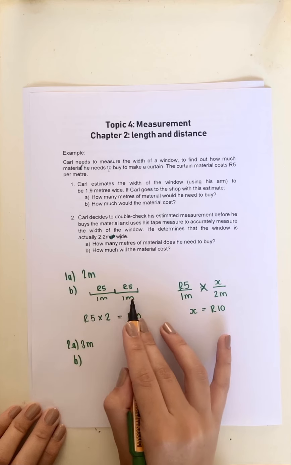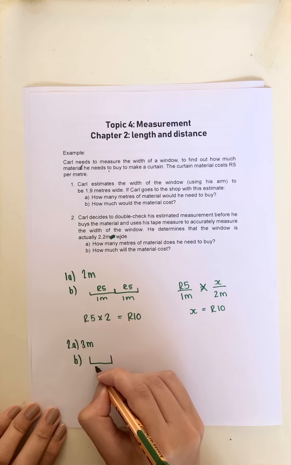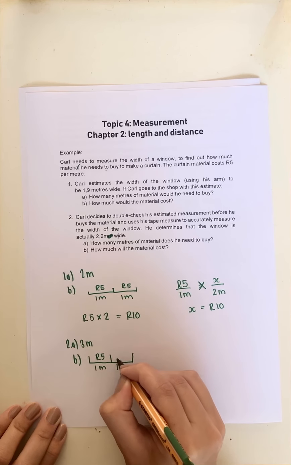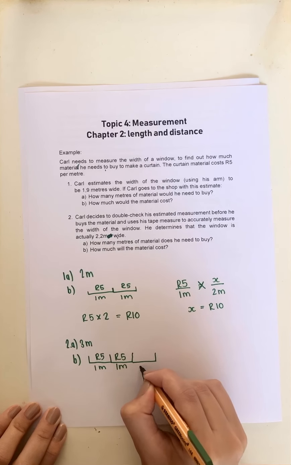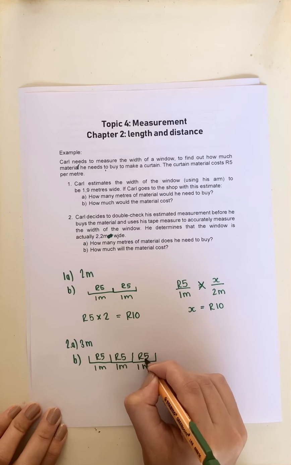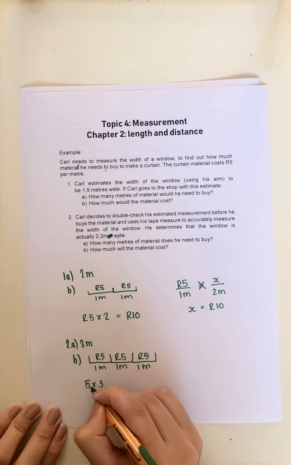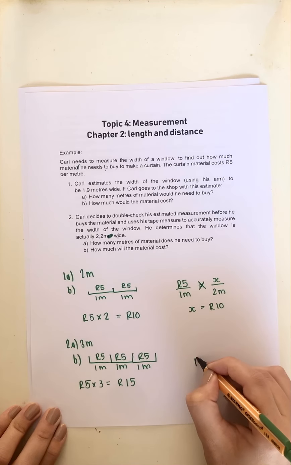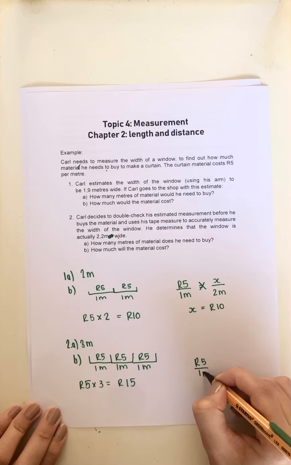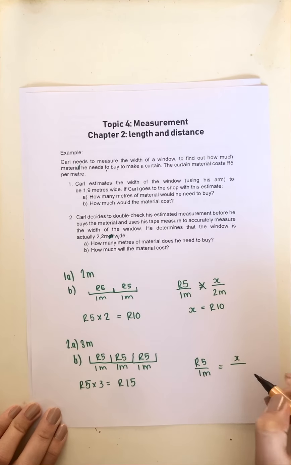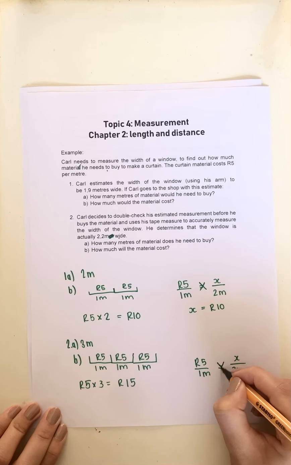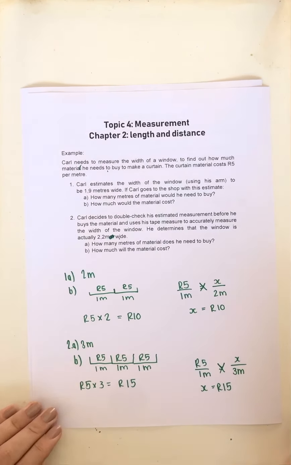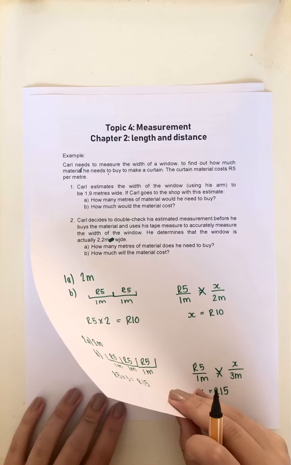So like I said, each meter costs 5 Rand, so now you've got 3. So 1 meter costs 5 Rand, another meter costs 5 Rand, and another meter costs 5 Rand. So you would say 5 times 3. So 5 Rand times 3, which gives you 15 Rand. You can also do it in your rate. So we have 5 Rand per meter. We want to know how much it will cost for 3 meters. Cross multiply will give you x is equal to 15 Rand. Okay, pretty easy. Let's do another example.